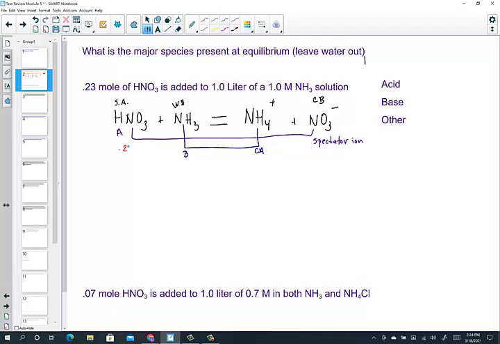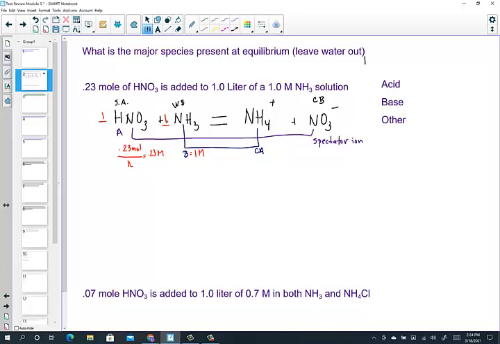We were given 0.23 moles of HNO3. See how I'm just tallying that under the HNO3, and we put that into a liter of solution, which now tells me it's 0.23 molar. And the ammonia, we have a 1 molar solution. Look at the stoichiometry of our reaction. We have a 1-to-1 acid-base mole ratio.